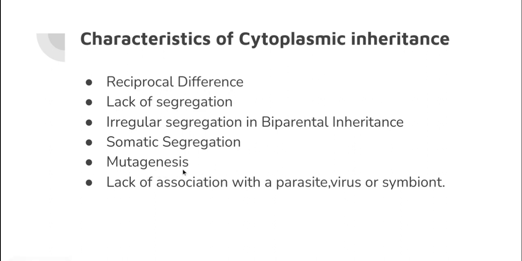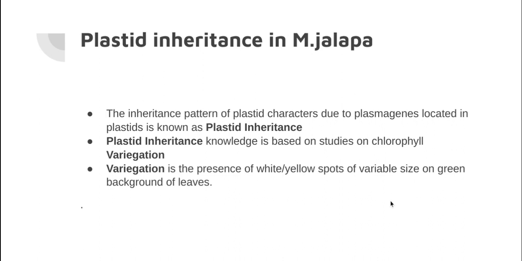Next is mutagenesis. What happens in the case of mutagenesis? Some mutagens such as ethidium bromide are highly specific mutagens for plasma genes only. That means if we treat a cell with ethidium bromide, it will affect only the plasma genes, not the nuclear DNA. And one more characteristic is lack of association with parasite, virus or symbiont. The plasma genes or cytoplasmic inheritance are not associated with any type of parasite, virus or symbiont.